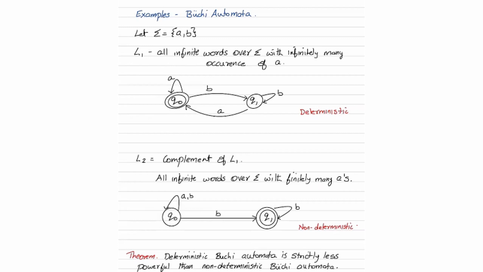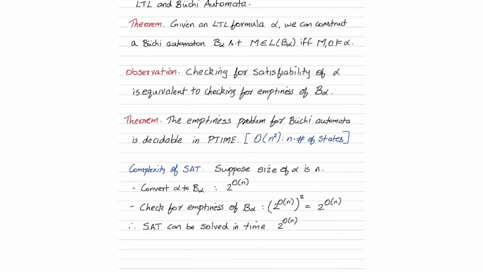What is interesting for us at this point about this automata model is this correspondence between LTL and Büchi automata. What you can show is that you can translate the satisfiability problem of LTL into the emptiness problem of a Büchi automaton. Formally, what does that mean? Given an LTL formula alpha, I can construct a Büchi automaton B alpha.